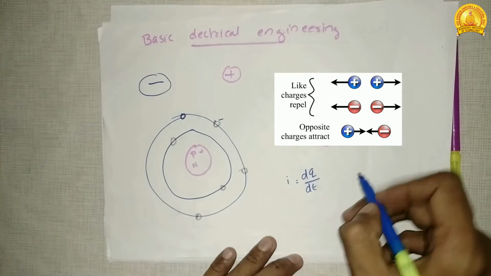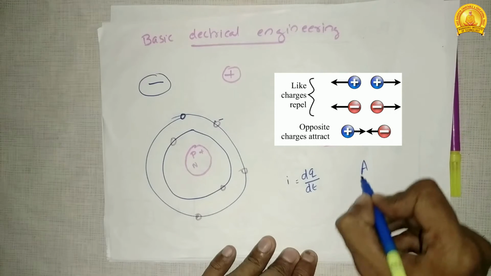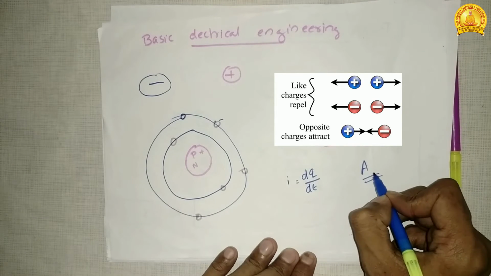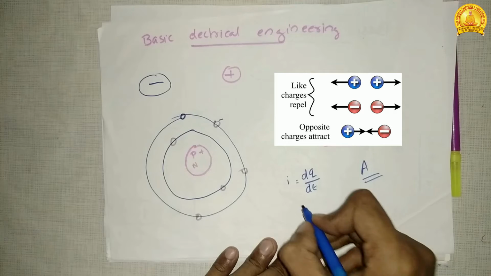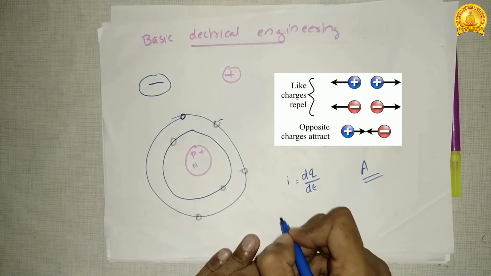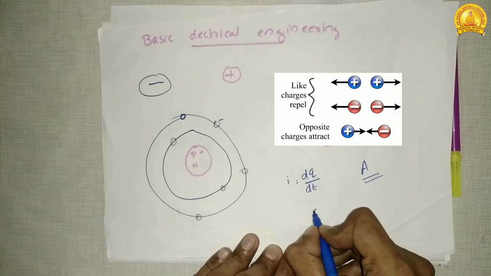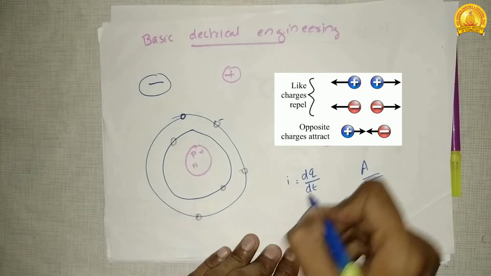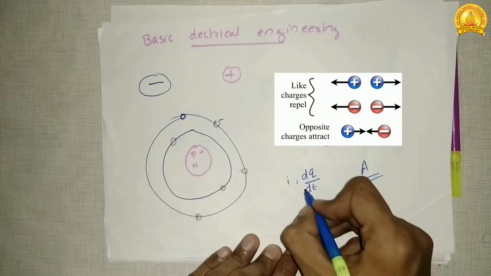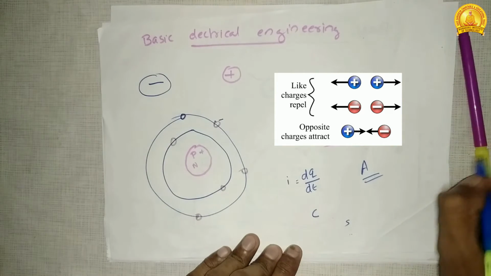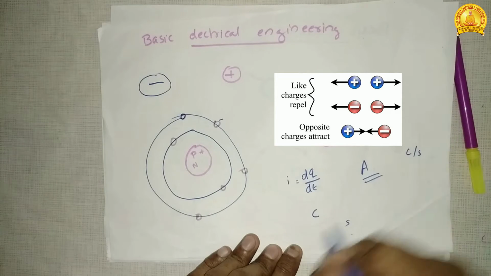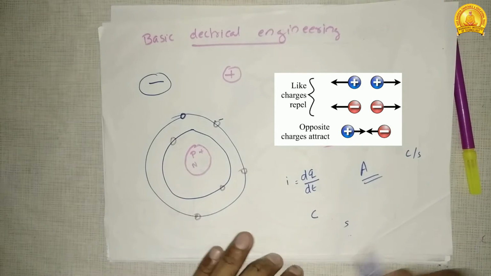The unit of current is the ampere. What is the unit of charge? It is coulombs, and time is in seconds. So we can define it as coulombs per second, or ampere.